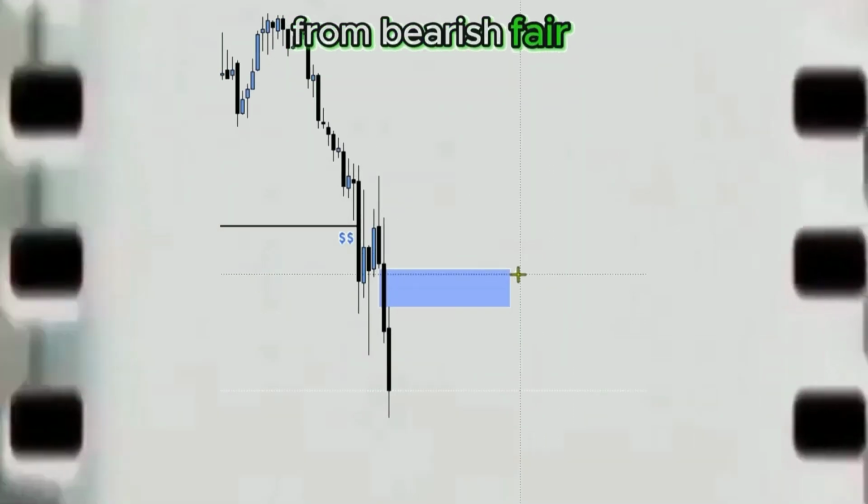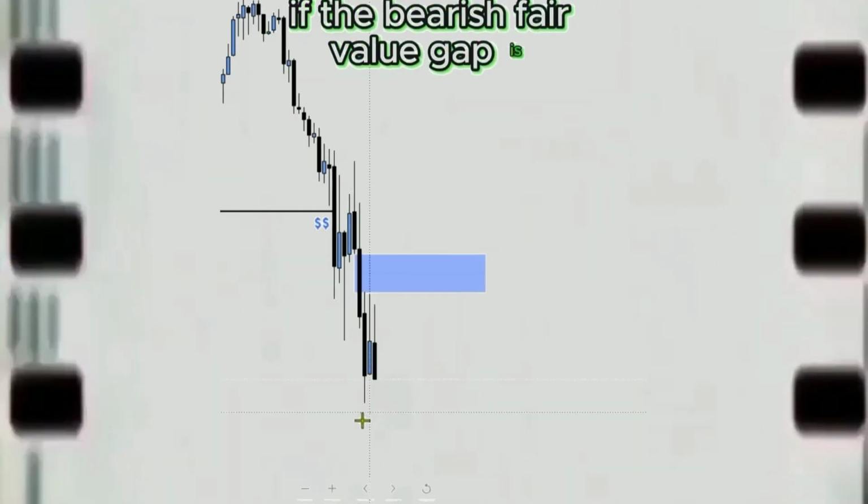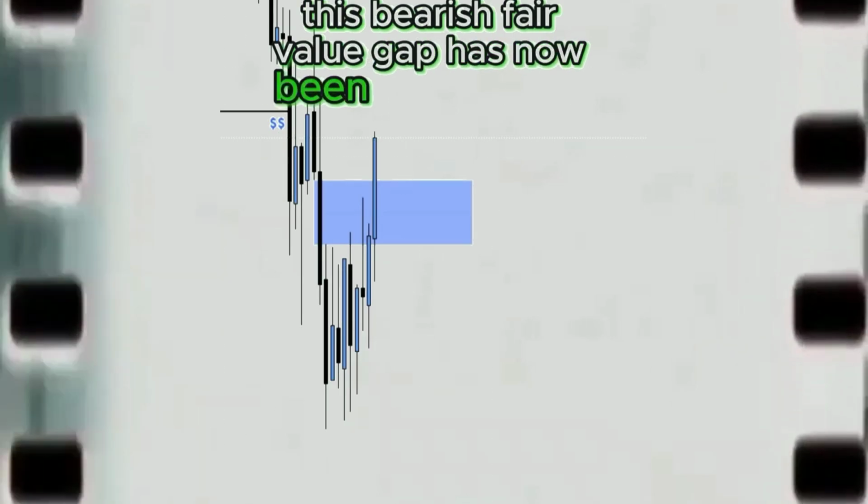Most ICT traders would look to short from bearish fair value gaps because we have got this market structure shift here. We have now created a bearish fair value gap. So ICT traders could possibly be looking to go short here if the fair value gap is respected. But what I mean by I look for longs from bearish fair value gaps, if we see right now this bearish fair value gap is currently being respected, okay, but if we play out the price action, this bearish fair value gap has now been disrespected.